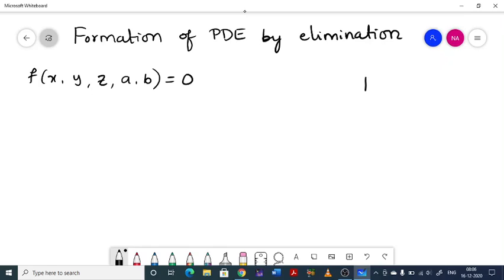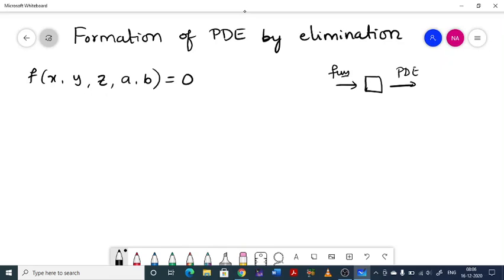If you treat the process we are going to devise as the process done by a machine, input will be the given function, a function of this form f of x comma y comma z comma a comma b equal to 0, and the output will be PDE. Here you should be careful while considering different terms.